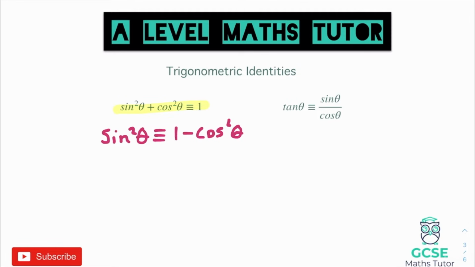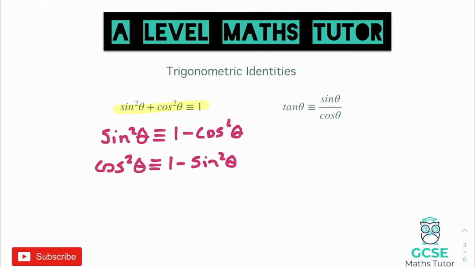Of course, we could have also rearranged it by minusing sine squared theta to the other side, which would have left us with cos squared theta, which is identical to 1 minus sine squared theta. So you need to know that identity, and you need to also know these two rearrangements, as we'll be using these a lot throughout our trigonometric identities.